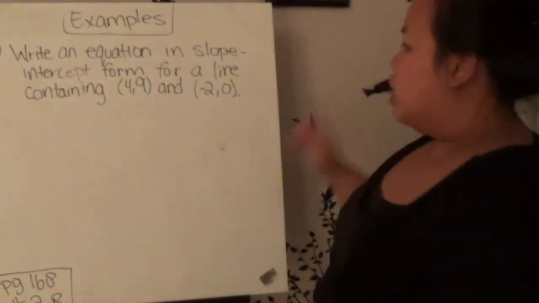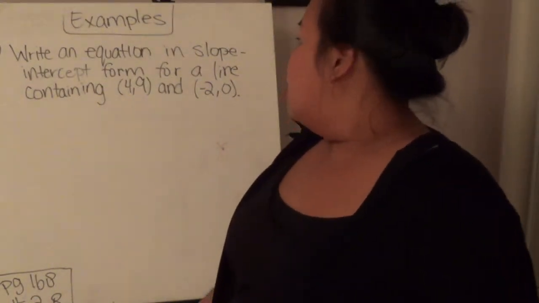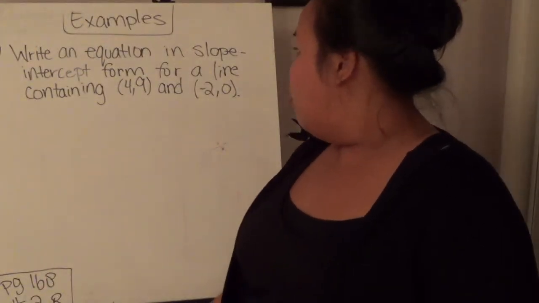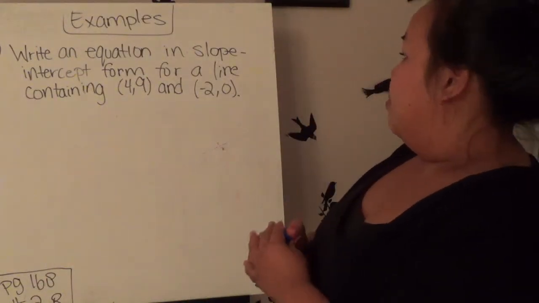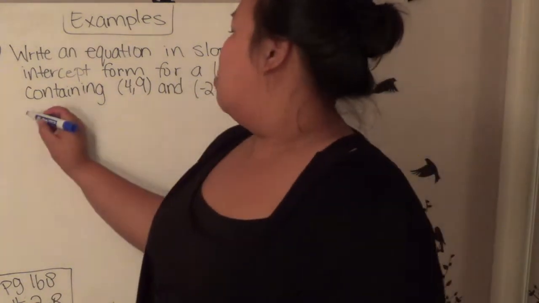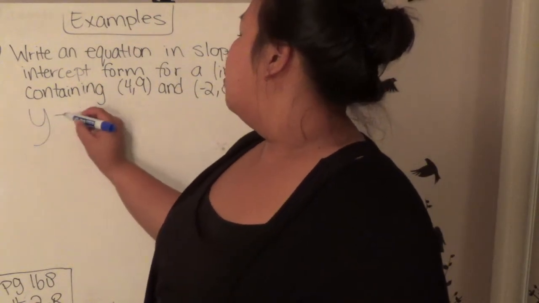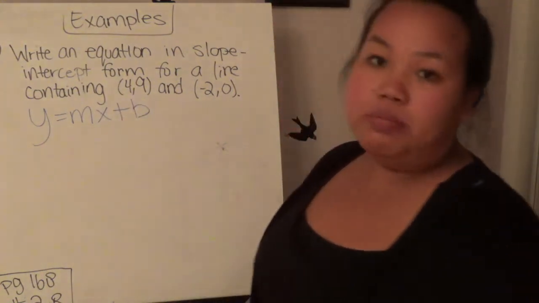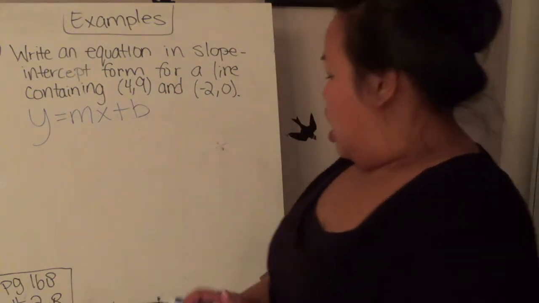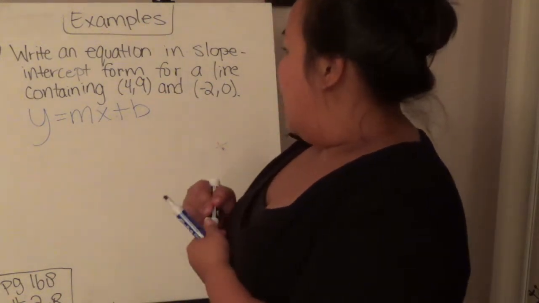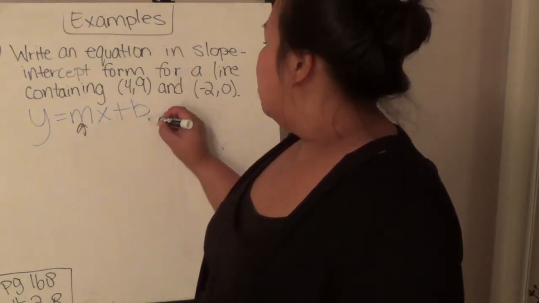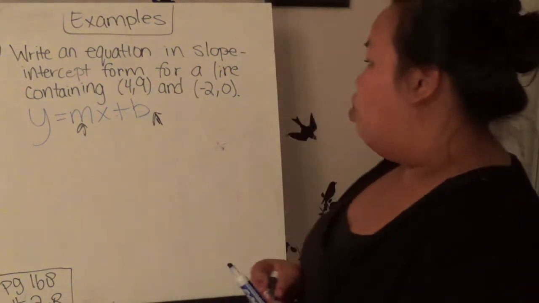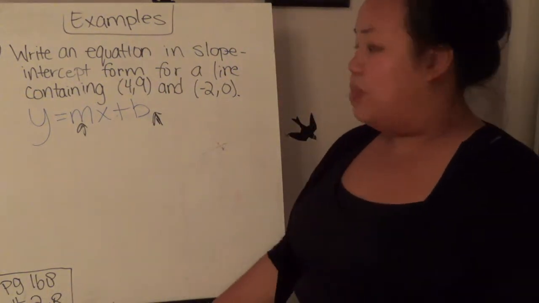So this one is asking us to find the equation in slope-intercept form for a line containing (4, 9) and (-2, 0). Slope-intercept form is y equals mx plus b. As long as I have an m and a b, I have a complete equation. So I don't need x and y, I need an m and a b.